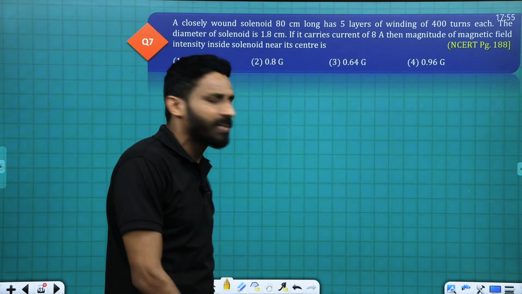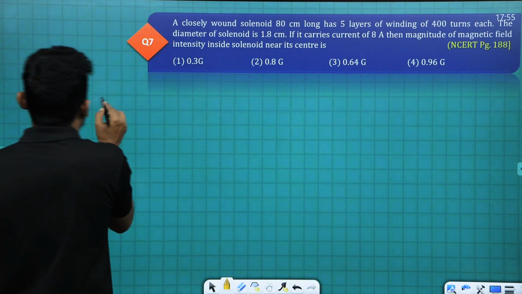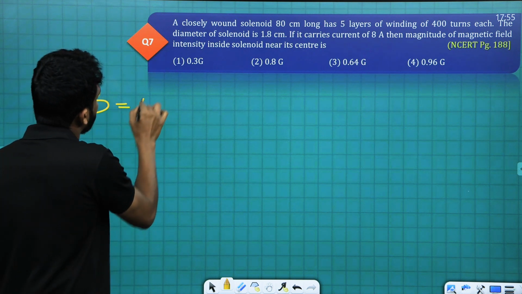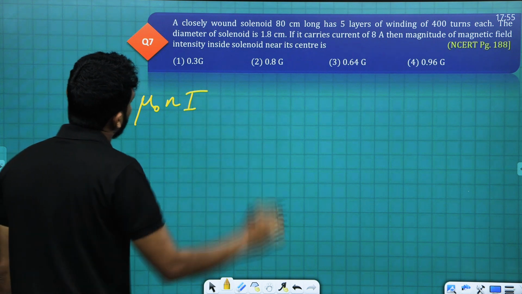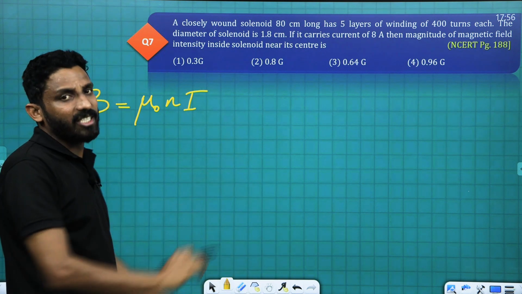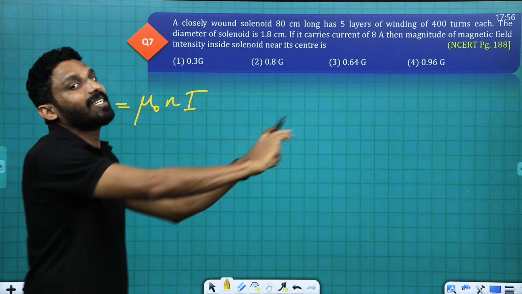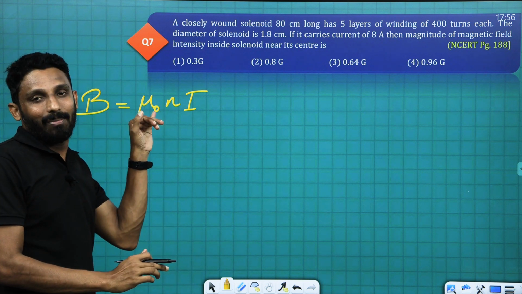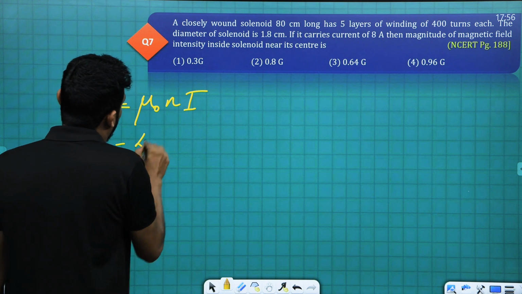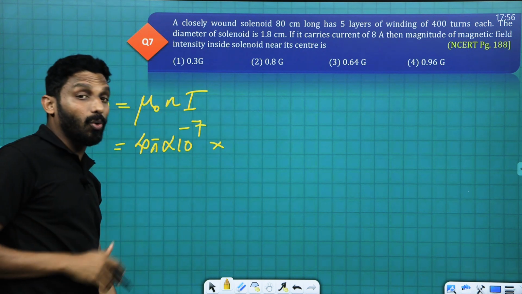This is a question from moving charge and magnetism. What is the field intensity due to a solenoid? The field intensity due to a solenoid is mu 0 N i. If the medium inside the solenoid is vacuum, then we place here mu 0. Otherwise, if that is a ferromagnetic material, we place mu, the permeability of the medium. We have mu 0 as 4 pi into 10 power minus 7.